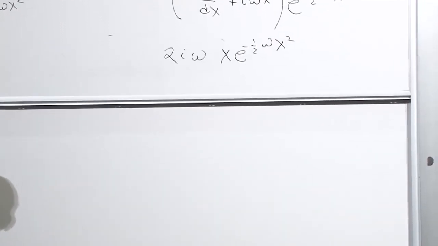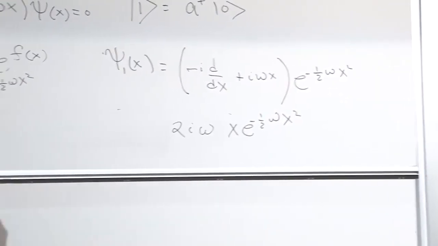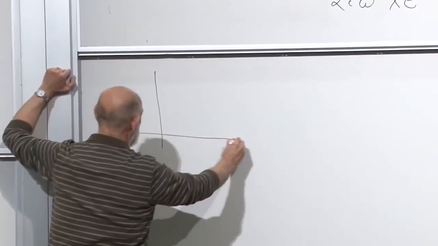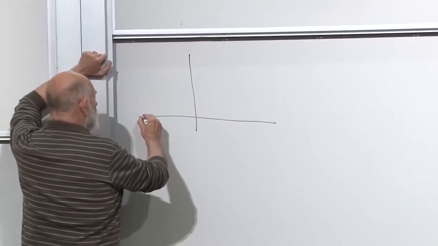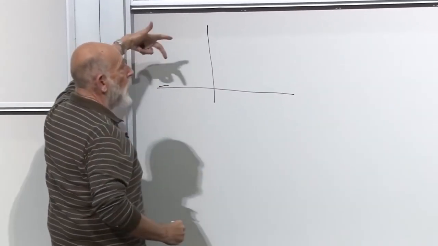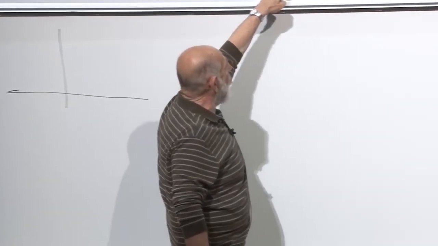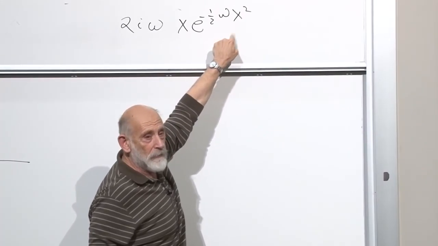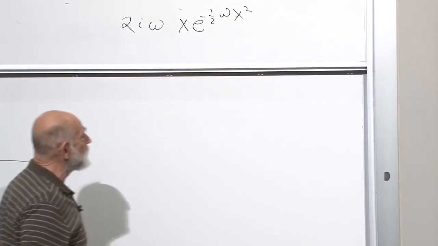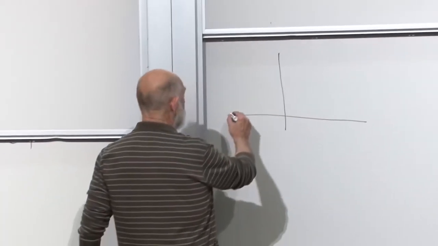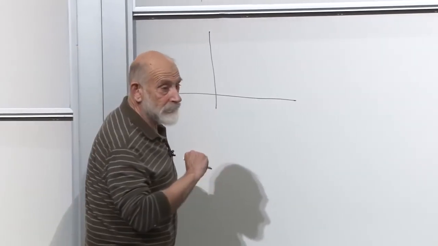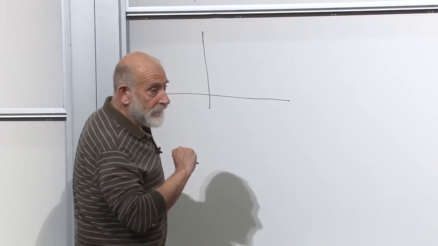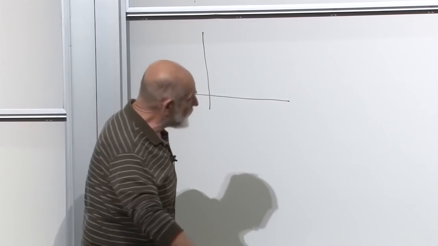What does that look like? That looks like this. Again, it's very small far away. The fact that there's an x here doesn't make it big far away because it's totally overwhelmed by the e to the minus x squared. But it has to be minus when x is negative. Yeah, good. It's negative, yeah.